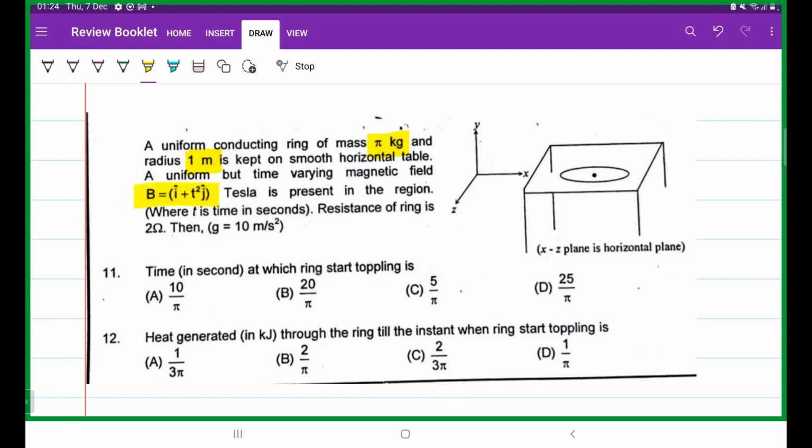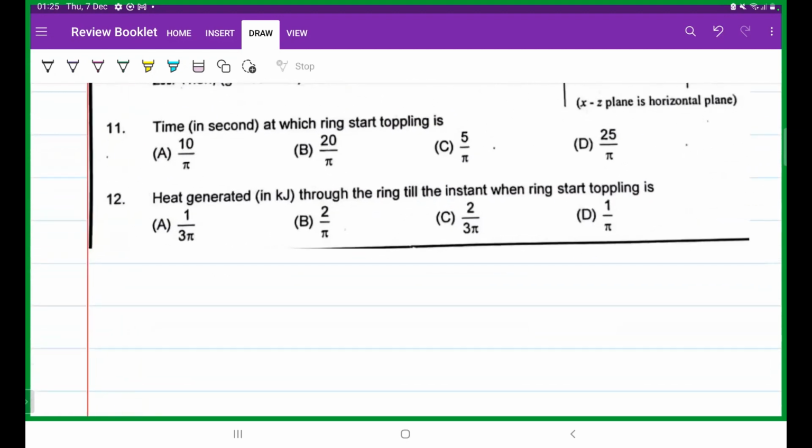Now, the first thing that should come to our mind when we think about time varying magnetic field is that an EMF is induced in that loop. Okay. Whenever we have got a time varying magnetic field and a loop has been exposed to it, an epsilon, which is basically EMF or potential difference, has been generated across it. So, first things first, let's find out the value of that epsilon, that EMF.